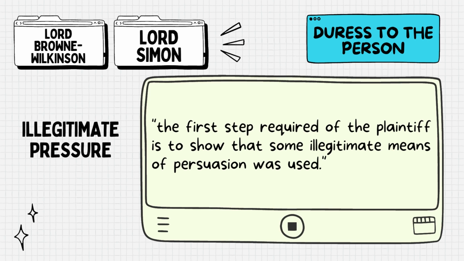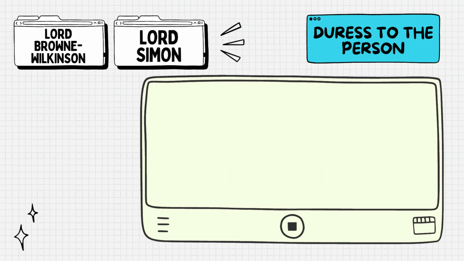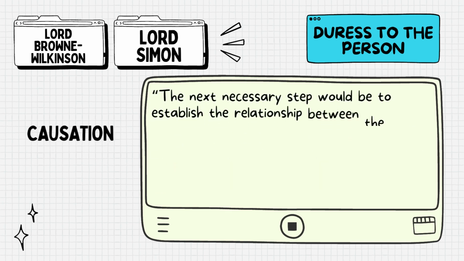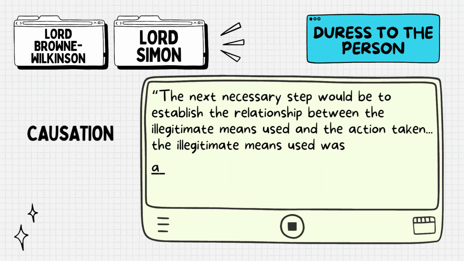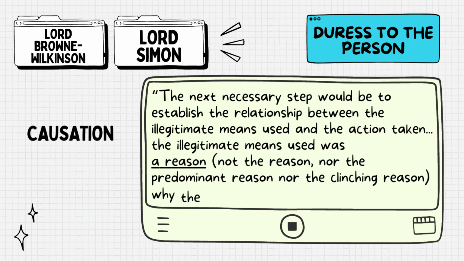Lord Browne-Wilkinson and Lord Simon held that the first step required of the plaintiff is to show that some illegitimate means of persuasion was used. In the case of duress to the person, this requirement is almost invariably satisfied due to the threat of violence caused to the person. The next step would be to establish the causal relationship between the illegitimate means used and the action taken by the other party.